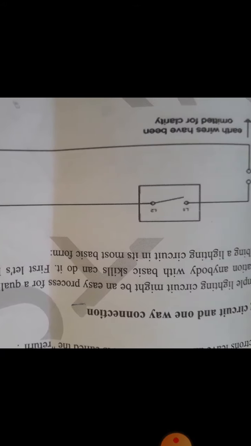Okay, this is the diagram of basic electrical wiring or one way switch. Here I also give you the clear diagram of this. In the same way, the phase goes directly to the switch and the neutral goes to the device, the lamp.